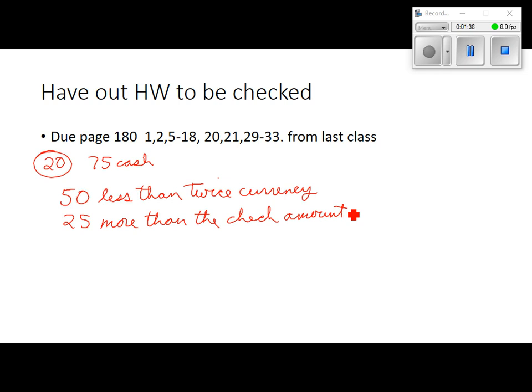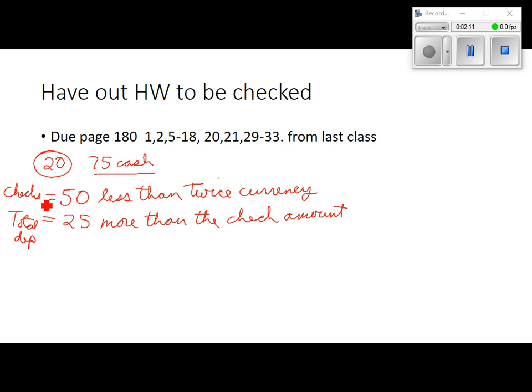Alright, so she kept out $75 in cash. So we'll keep that towards the end. Somebody remind me that that's what that's for. So $50, I should have written this down. This is the total, right? Total deposit, I think that's what that was. $25 more than the check amount. $50 less than twice the currency. This was the total of the checks, right? Should write that down to start with.